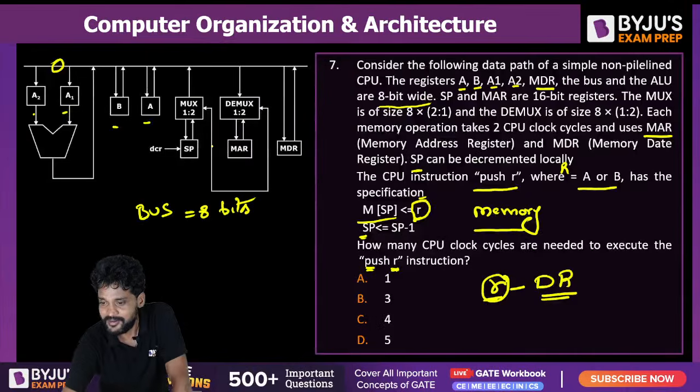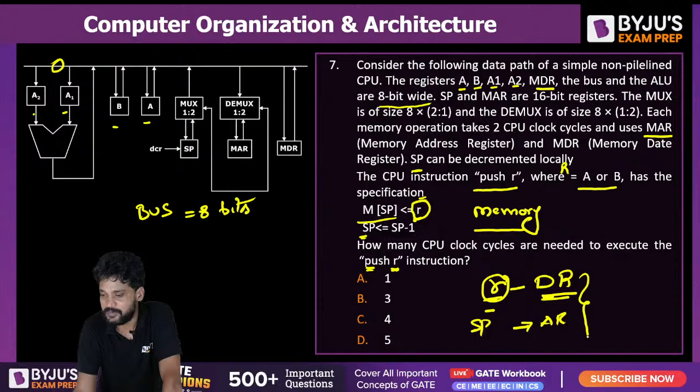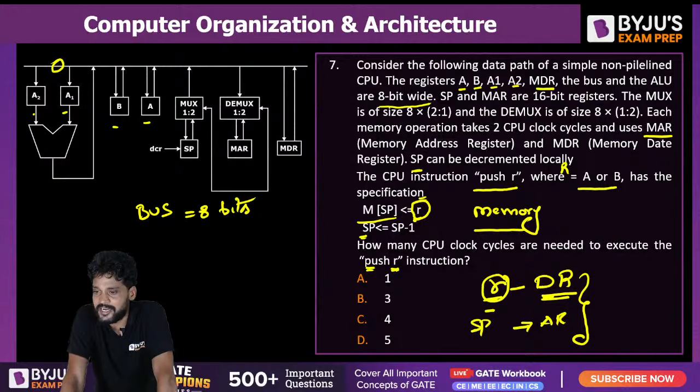So now, there are initially 2 operations. The first operation is that the data must be transferred to the data register. The address, which is SP, must be transferred to the address register. These 2 operations must be performed. For that, what is the bus system length? The size of the bus system is equal to 8 bits, if I'm not wrong.